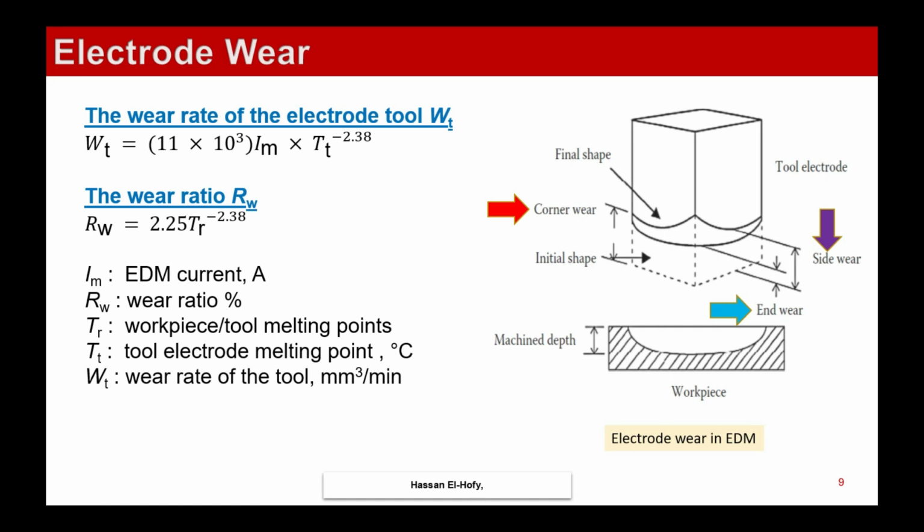We have three main types of wear occurring during EDM: corner wear, end wear, and side wear. There is a wear ratio, which is the ratio of material removed from the tool to that removed from the workpiece. This can be calculated by the equation of the wear ratio RW, and this formula is applicable for pulsed power supply.